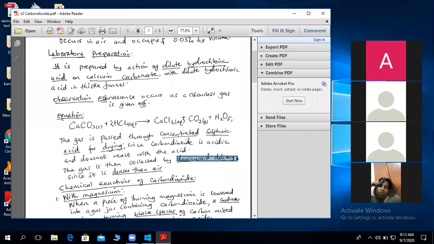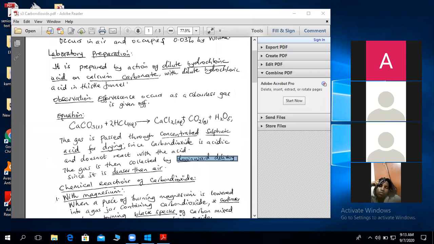Downward delivery. It is collected by downward delivery because it is denser than air. Now, I want you to look at what I have written for you. Wherever I have underlined, you know that that is a marking point, and when you write it, we shall give you marks.